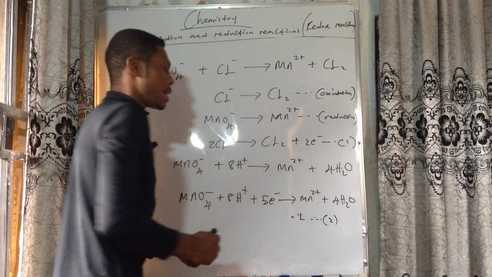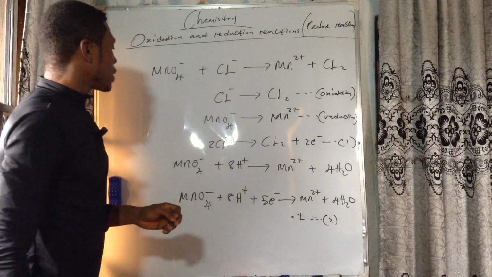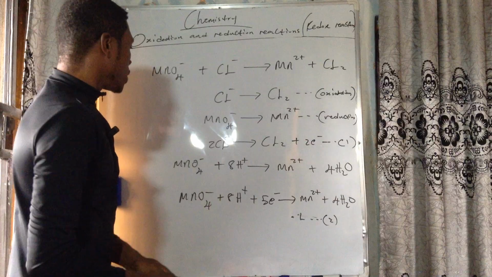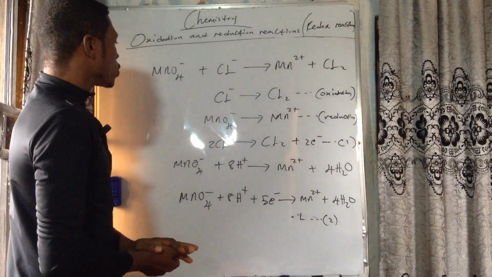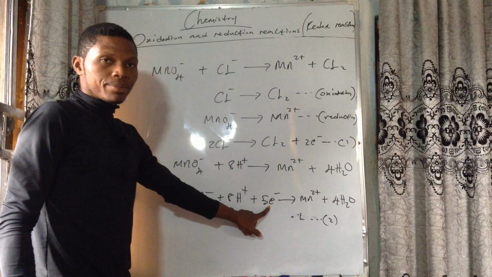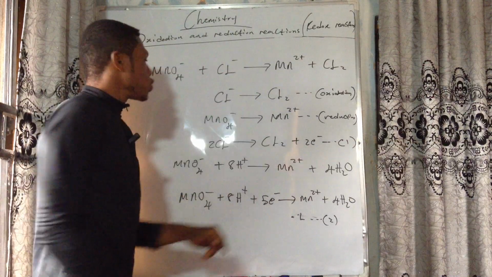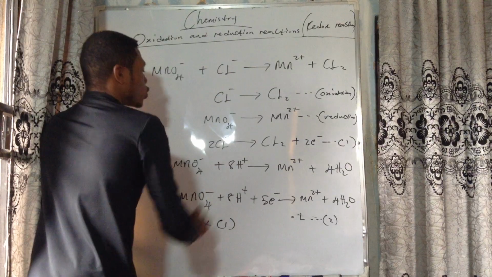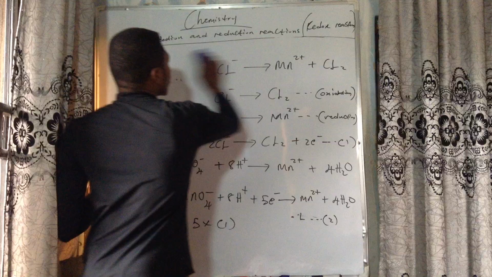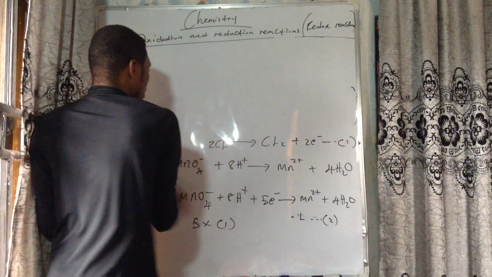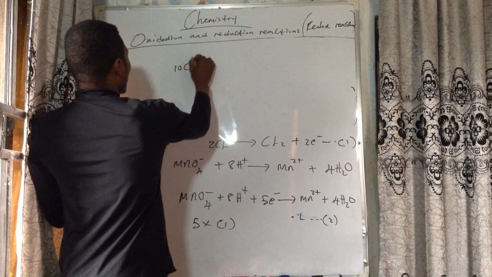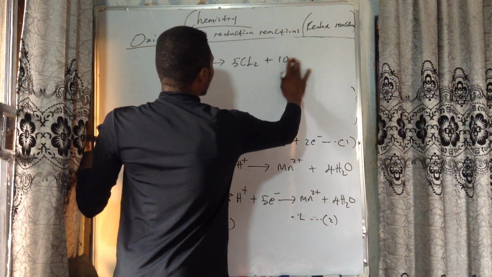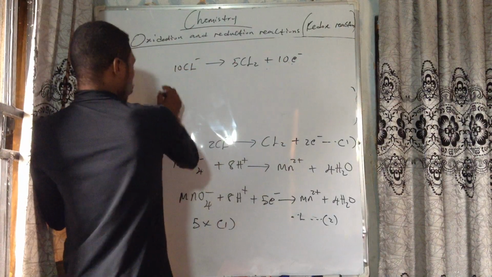The next thing to do is make sure that the number of electrons here and the number of electrons here are equal. Then what will you do? 2 times 5 is 10, 5 times 2 is 10. So you multiply this one with 5. So 5 times equation 1 will give us 10Cl minus, giving us 5Cl2 plus 10 electrons.